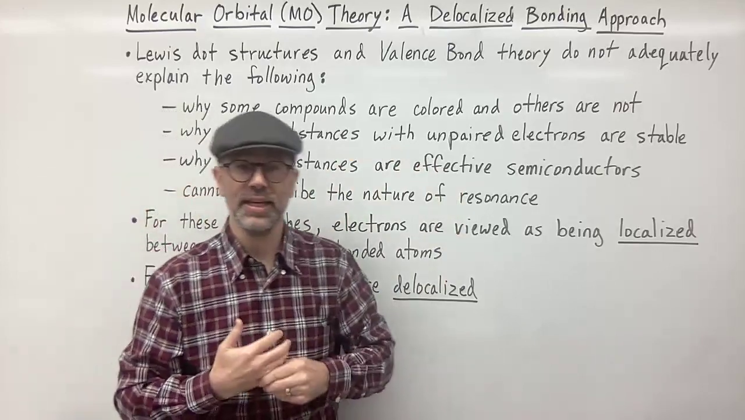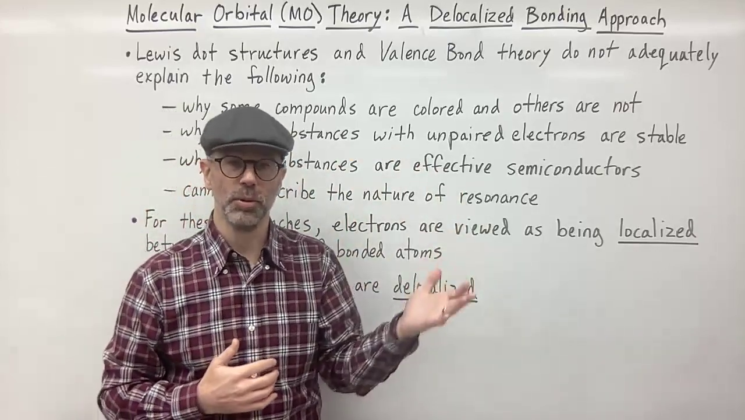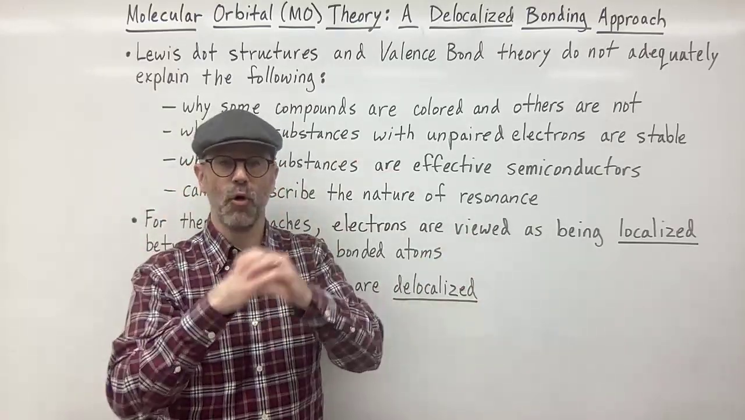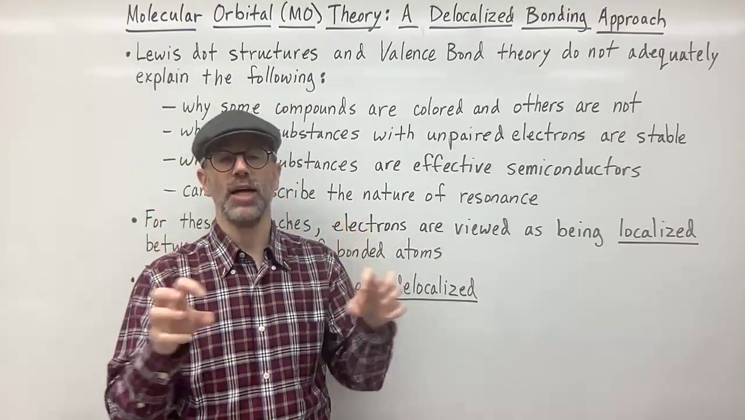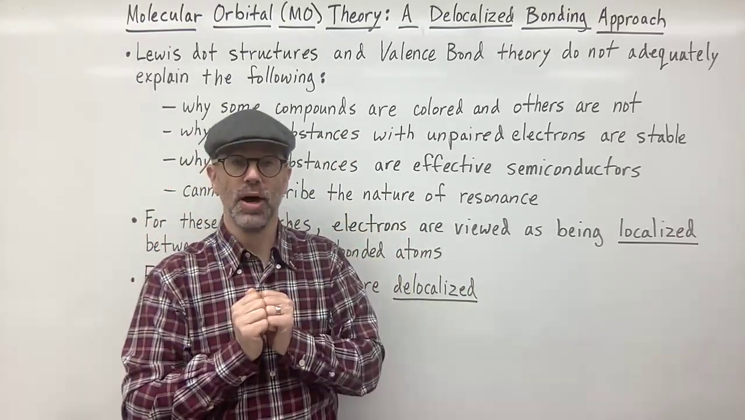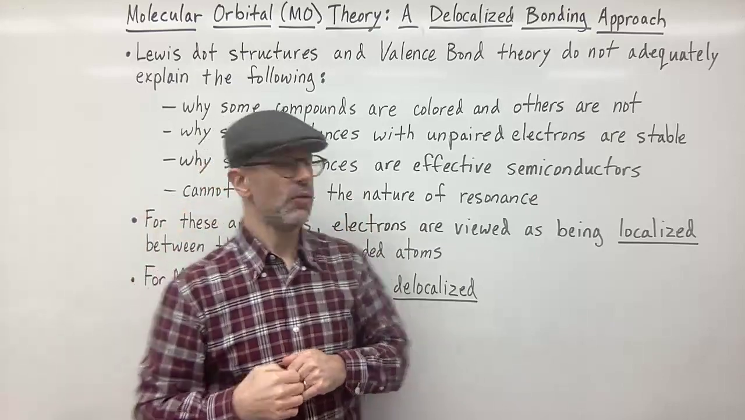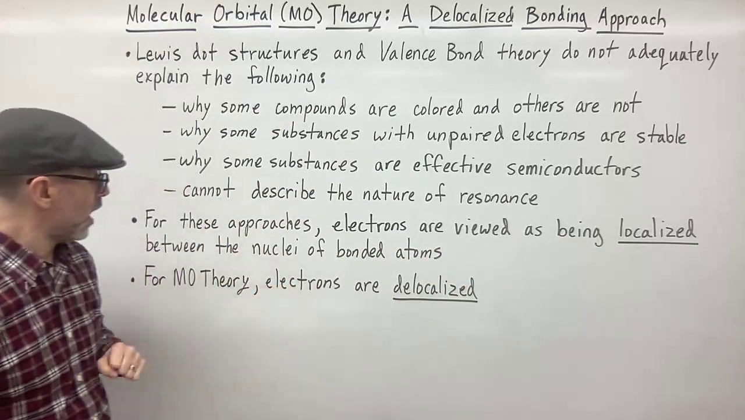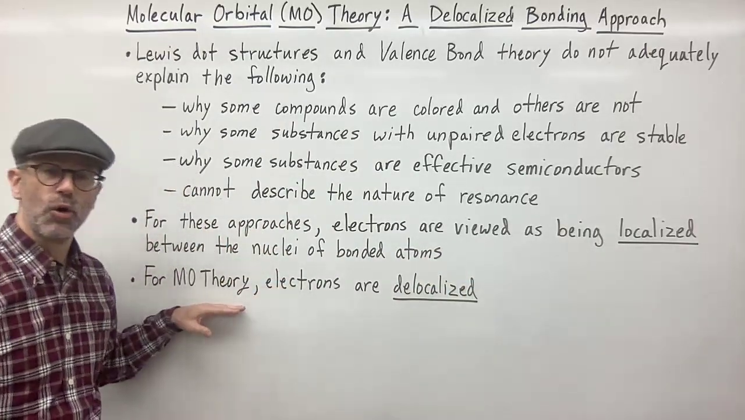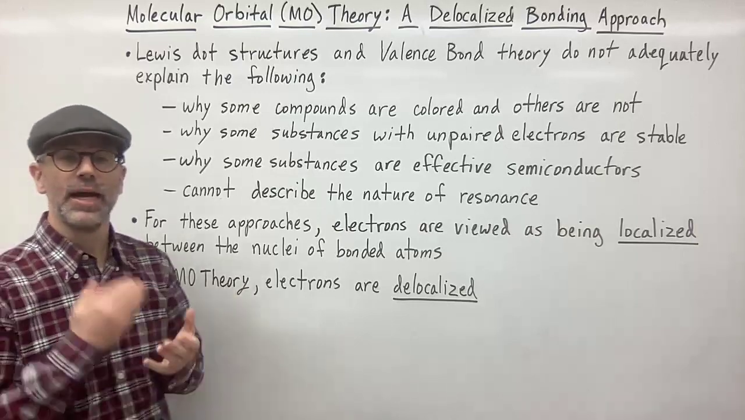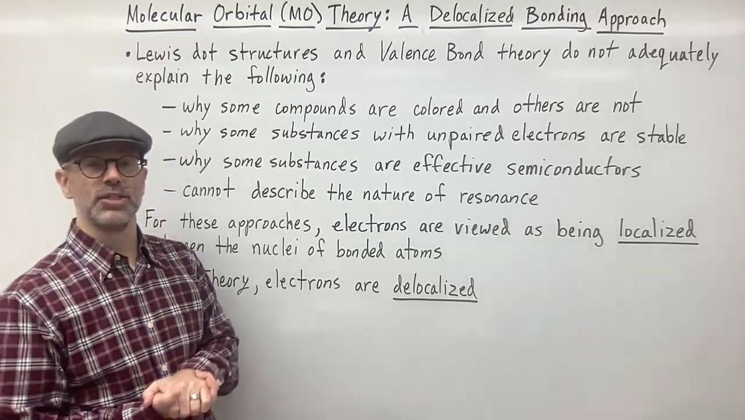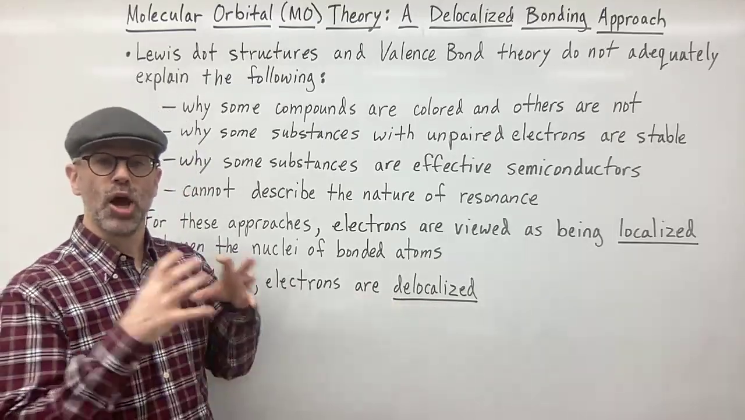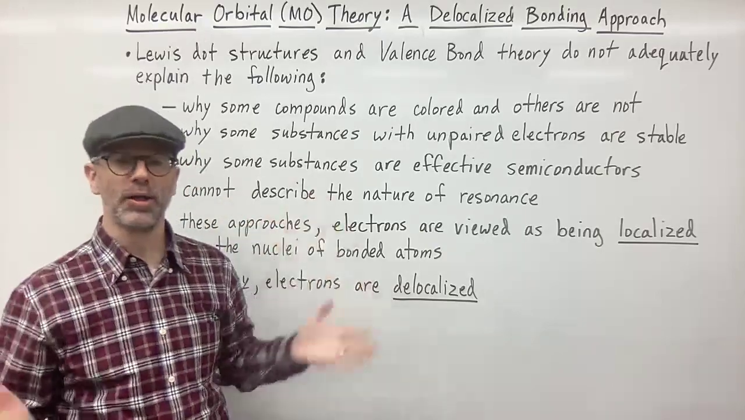We call those the atomic orbitals, right? The atomic orbital of one atom is overlapping with the atomic orbital of another atom, and so they form a bond. And those two electrons are localized between those two atoms that are bonded together, right? So we call that a localized kind of theory. However, molecular orbital theory, or MO theory, throws that out and says, no, the electrons are delocalized, meaning that the electrons don't belong to just those two atoms, but to the whole molecule itself, right?